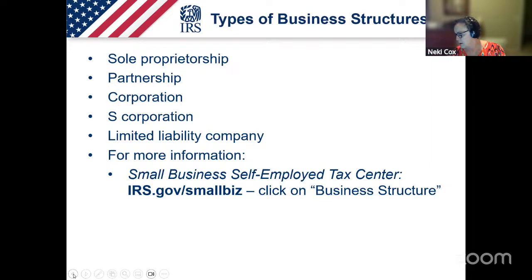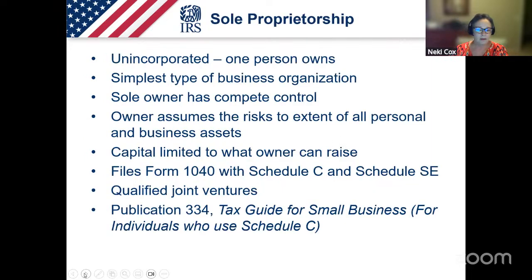Okay, sole proprietorship. So a sole proprietorship is what's called an unincorporated business that one person owns. And the advantage of a sole proprietorship is it's the simplest type of business organization. And the sole owner of the business has complete control over all the decisions. The sole owner is not required to consult with anyone else to make decisions or changes.